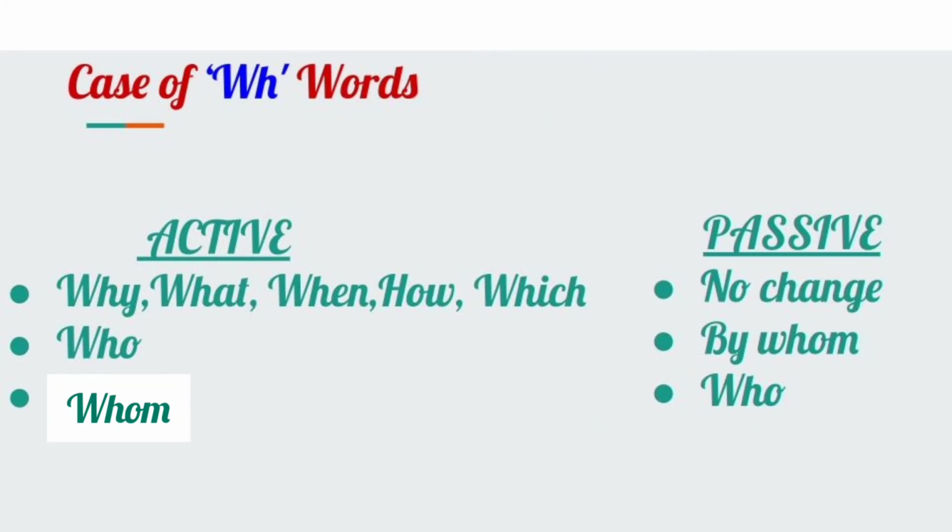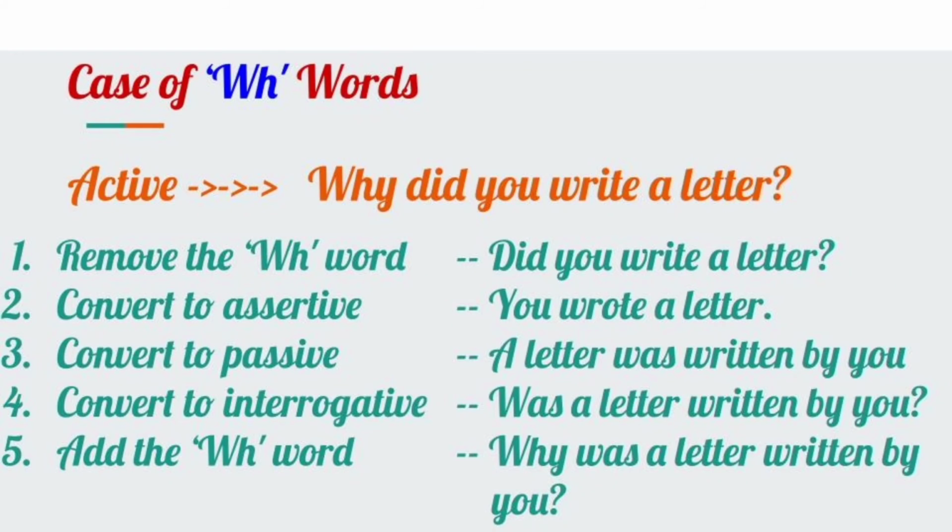Now let's go through the WH questions. That is, questions start with question words like why, what, how, which, who, and whom. When we convert these into passive form, the question words like why, what, how, and which are not changed. And who becomes by whom, and whom becomes who. Let's see the example. Why did you write a letter?